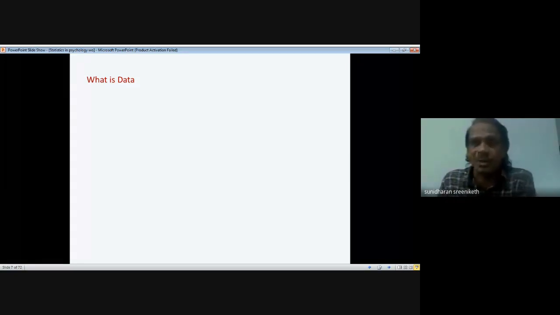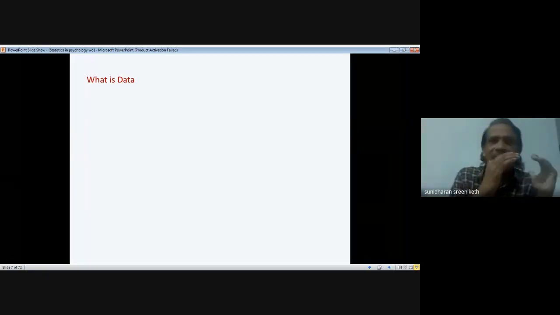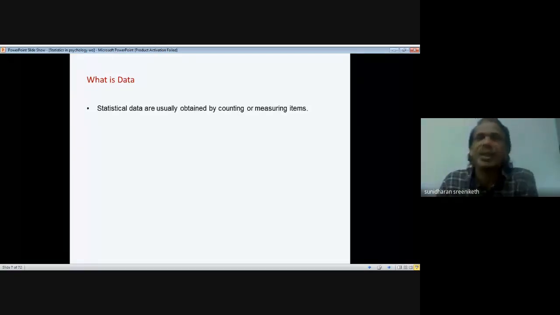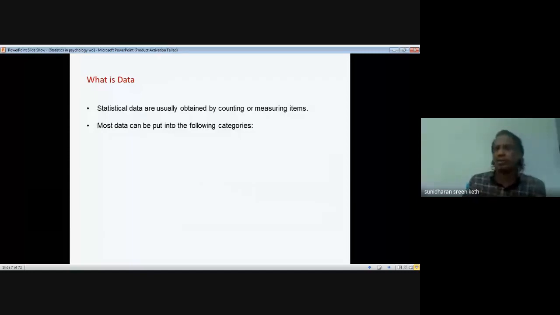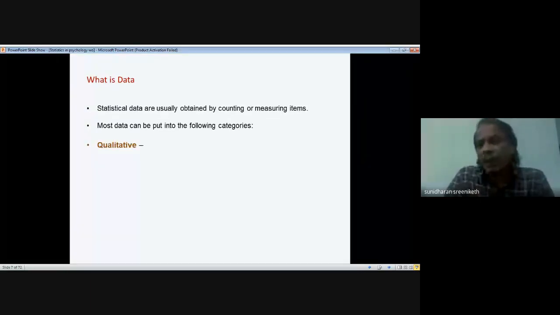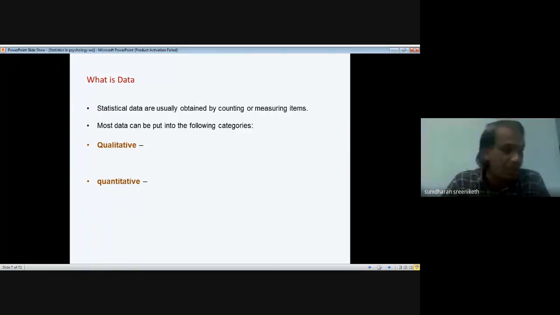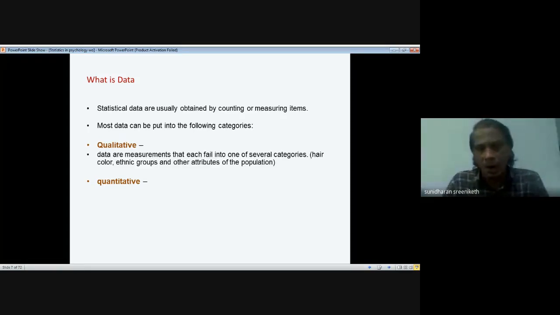So far we have discussed the information regarding the data. Now let us discuss what data is. As we discussed, data means any kind of information, and statistical data are usually obtained by counting or measuring some item in terms of its quantity or quality. Most data or information that psychologists use can be put into the following categories. Data can be divided into quantitative data and qualitative data. The information the psychologist collects as part of the profession can be classified into qualitative data and quantitative data.